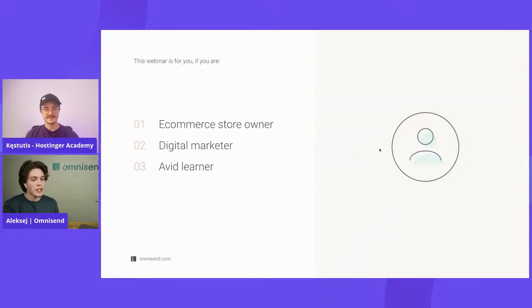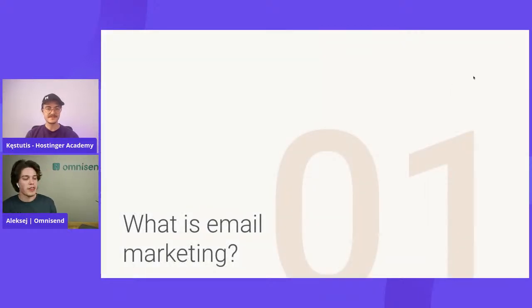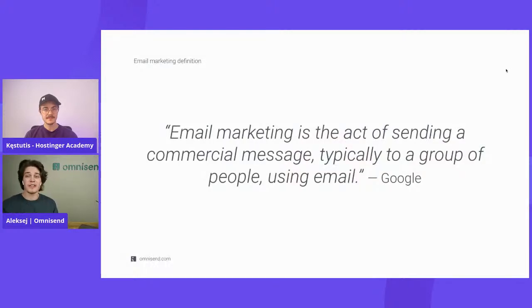All right, enough talking. Let's jump into the content. And as I promised, #1 is, what is email marketing and how does it work? First thing I did is I went into Google and I typed in, what is email marketing? And Google gave me a definition, which is as follows. Email marketing is the act of sending commercial messages, typically to a group of people using email.